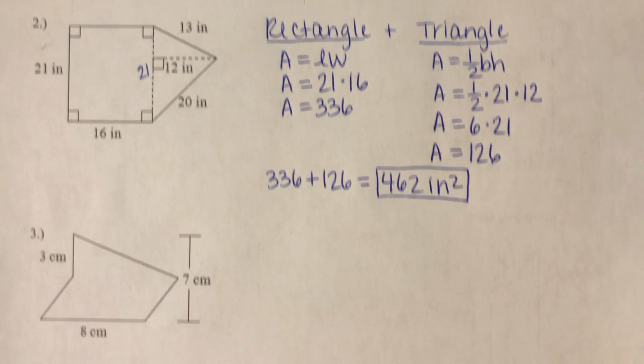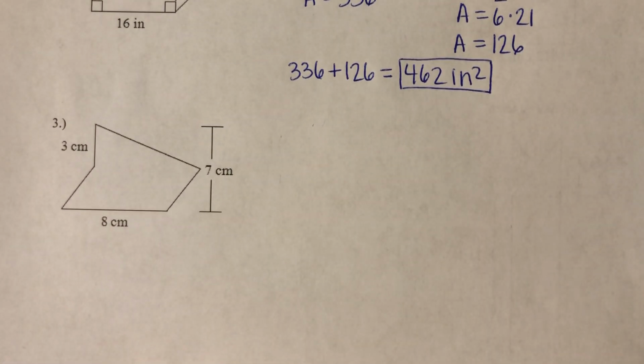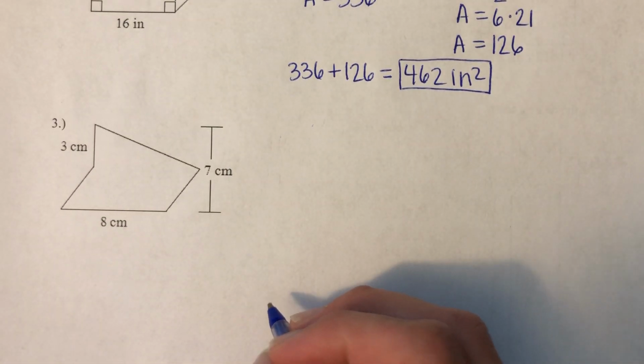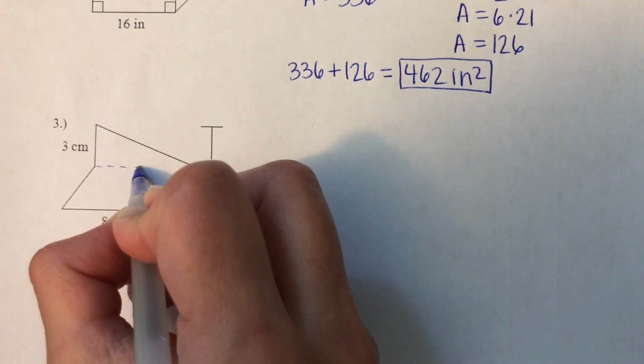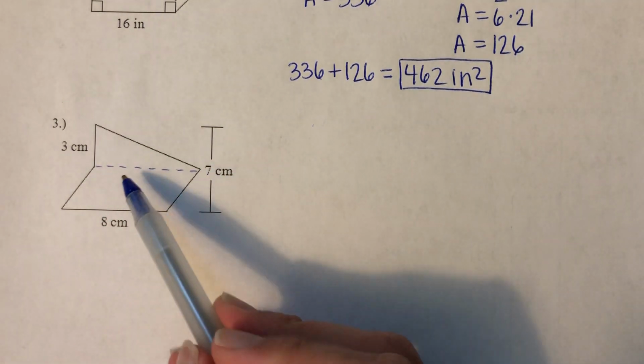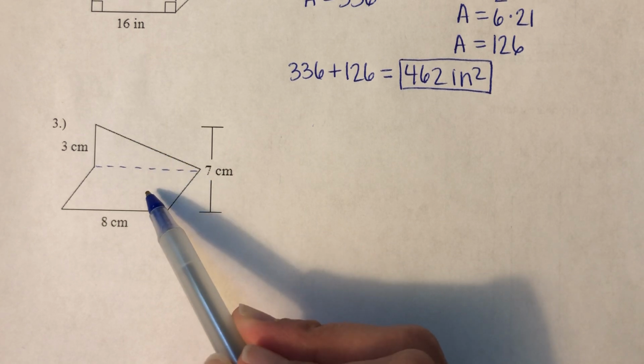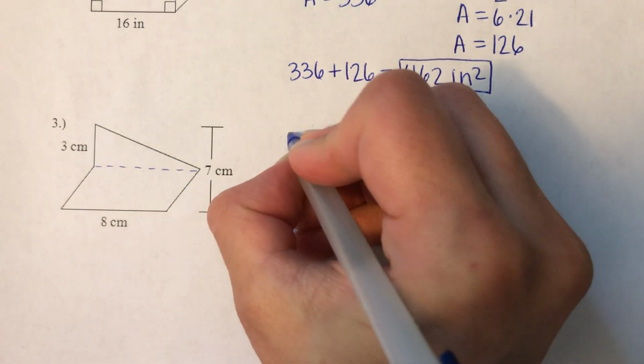All right. Next example here, I have to draw my own lines in. I'm going to draw one right here. Now I can see a triangle up top and a parallelogram on the bottom.